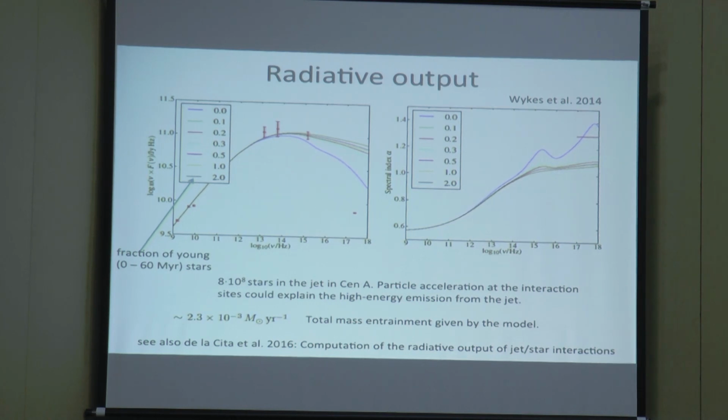You can have flares if there is a strong interaction between one big star and the jet, and you can have, as in this case, the sum of all the interactions give you a kind of background X-ray emission for the jets. Sarka-Wikes estimated that there can be up to 800 million stars of different sizes inside the jet in Centaurus A. To me, this number is huge, but this is the number she got. Depending on the fraction of young stars, which are more powerful and have stronger winds, you can have more flux at the high energies or less.